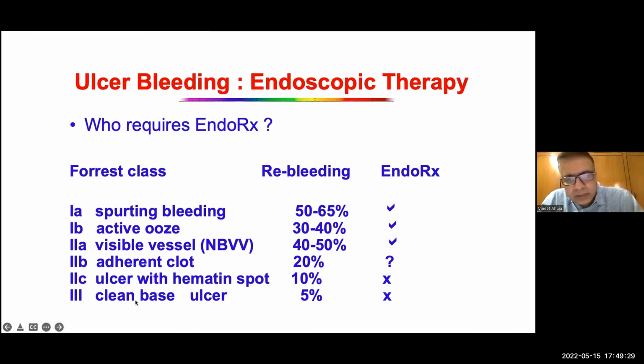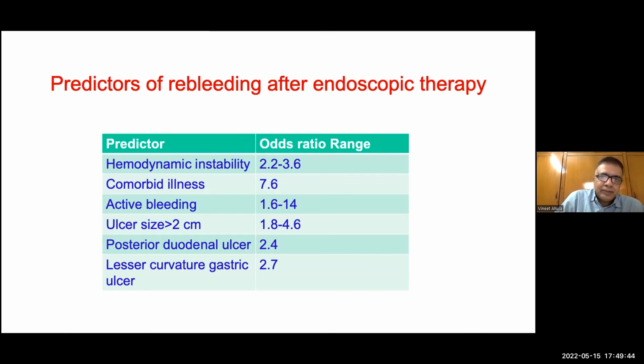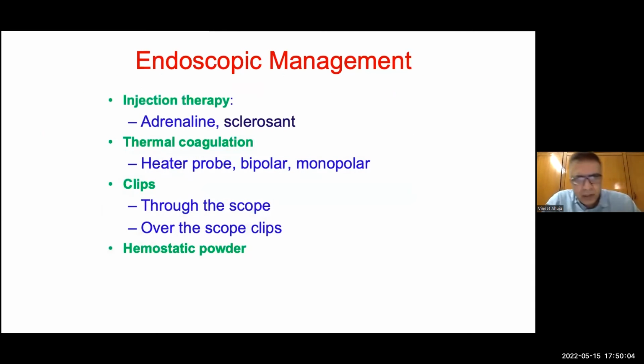However, if the patient has a 2C ulcer with a hematin spot or a clean based ulcer, then in these last two categories, the chances of rebleed are low, and in fact, the patient can be discharged after observation. Whereas in the first three classes, the patient has to be definitely admitted. And you also have to look for other predictors of rebleed. One is obviously the Forrest class we have talked about. The others are hemodynamic instability, comorbid illnesses, active bleeding not controlled on endoscopy, large ulcer, posterior duodenal ulcer, or a lesser curved gastric ulcer.